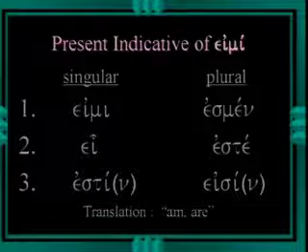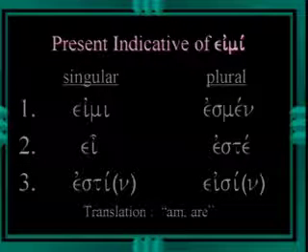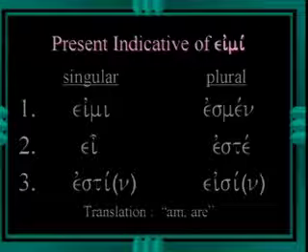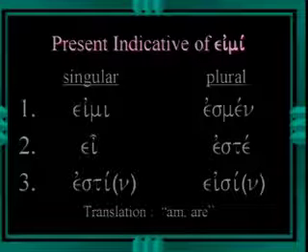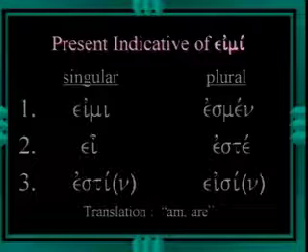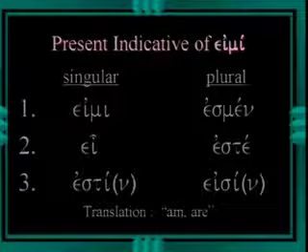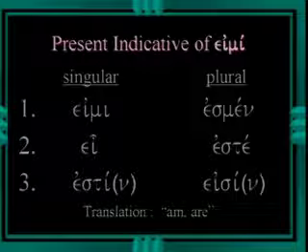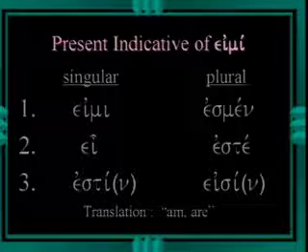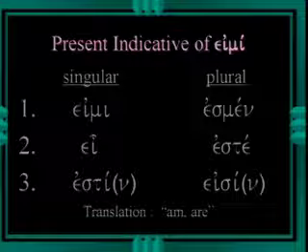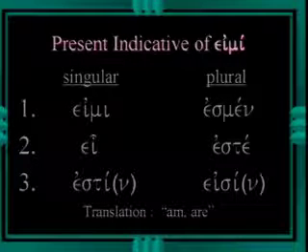Present active indicative, second person singular, ei. Third person singular, present active indicative, esti. First person plural, present active indicative, esmen. Second person plural of the present active indicative, este. And then third person plural of the present active indicative, eisi.